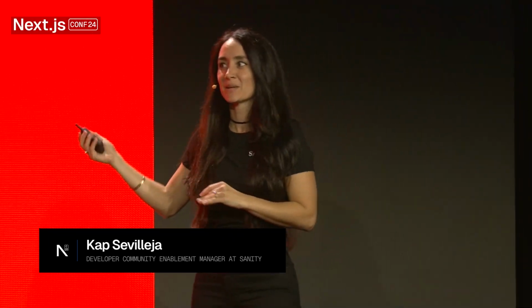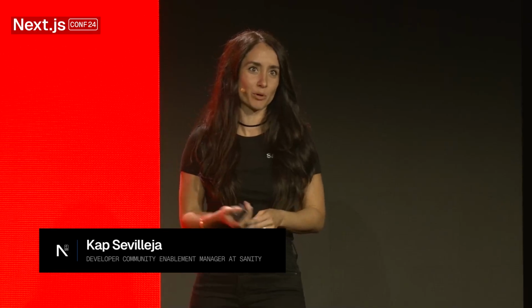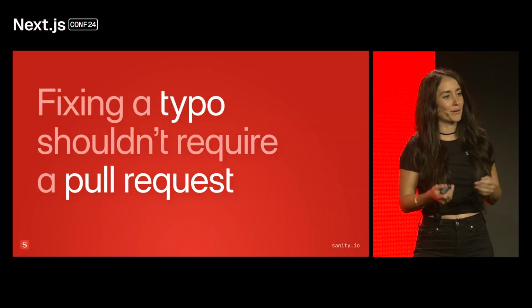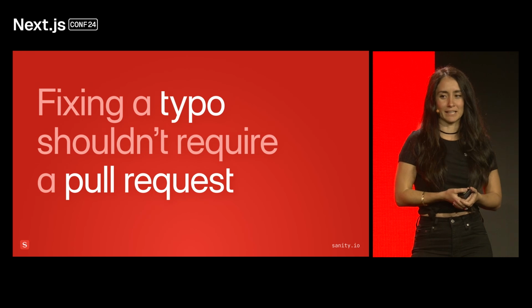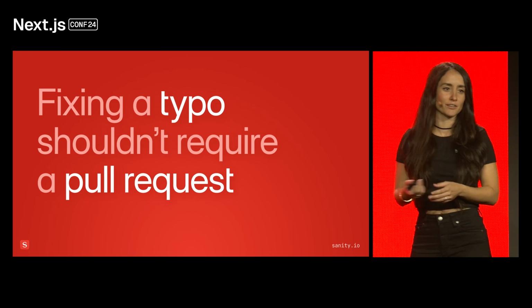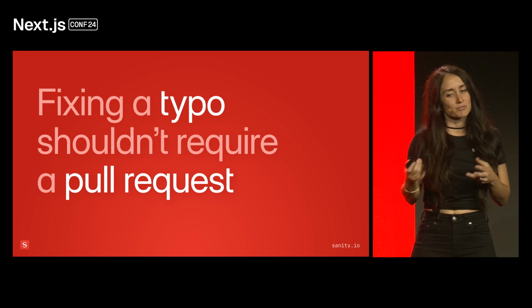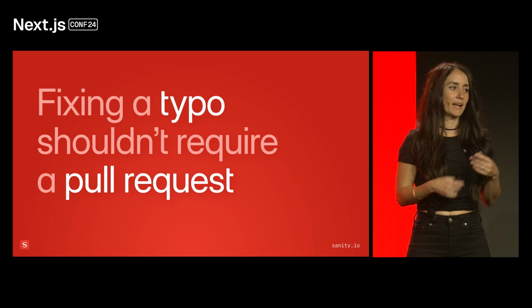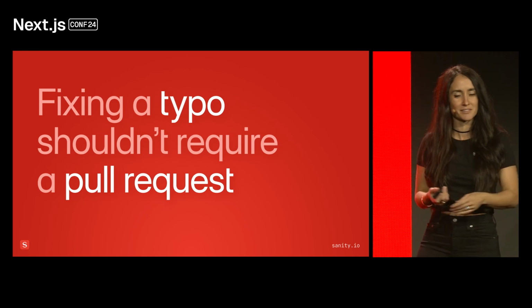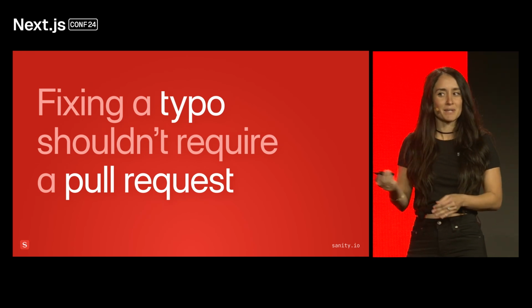All right, fixing a typo shouldn't require a pull request. Content is not code. We know many of you like to write in Markdown and the convenience of storing content in a repo. But that's not how everyone can work, like content creators or editors. And as an engineer, do you really want to be the bottleneck every time somebody needs a typo fixed? It doesn't make any sense.